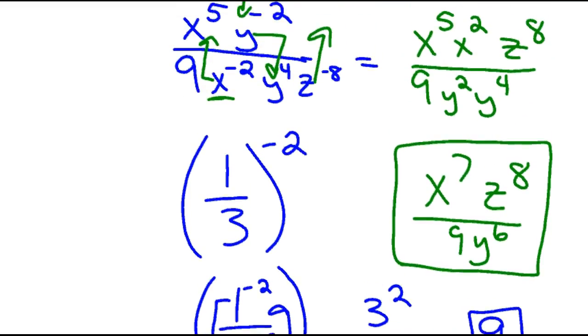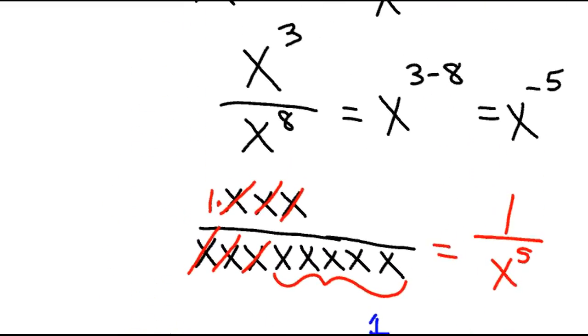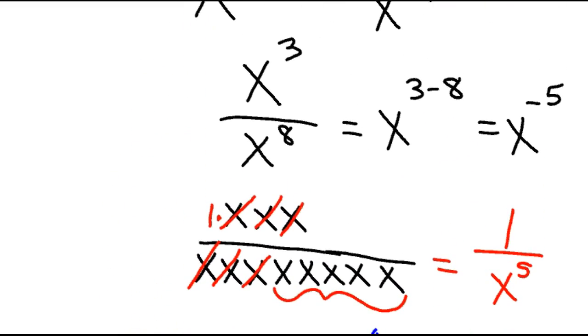And that, for the most part, is negative exponents. I mean, there's more to it, I guess. There's more examples and more complicated examples. But if you just know that whenever you have a negative exponent, it moves down, you should be good to go. I'll leave you with one last one.